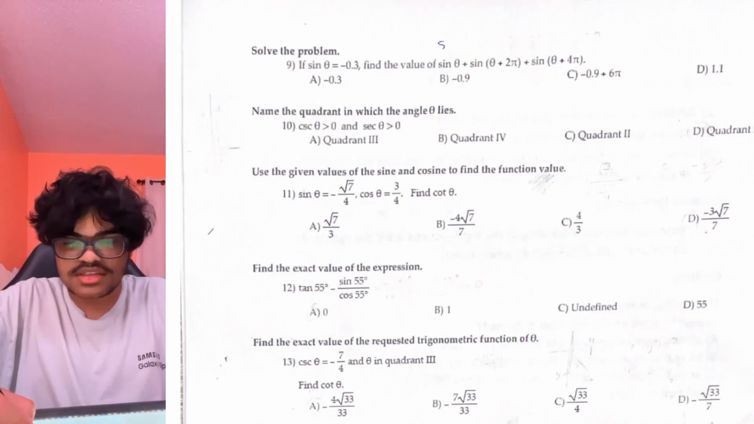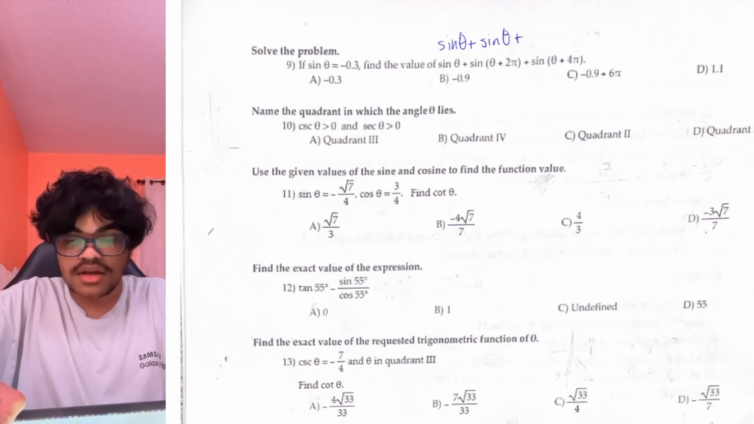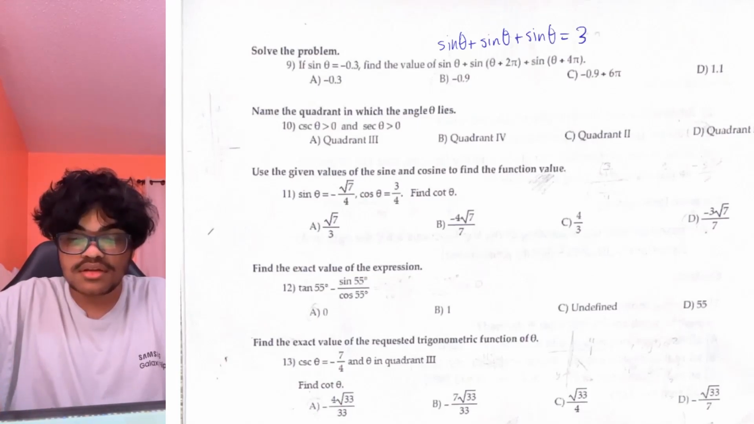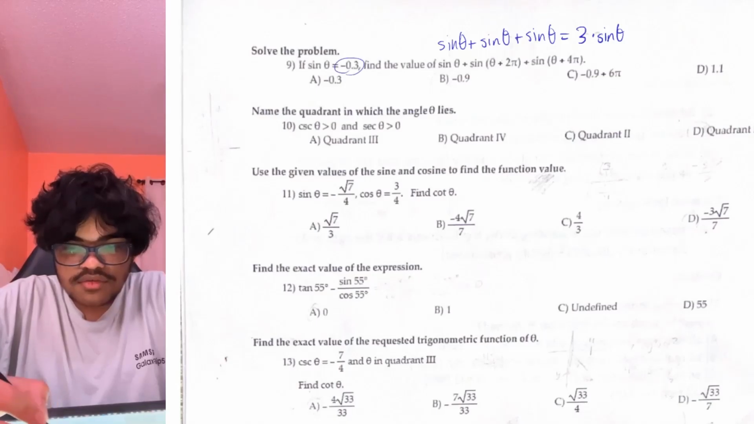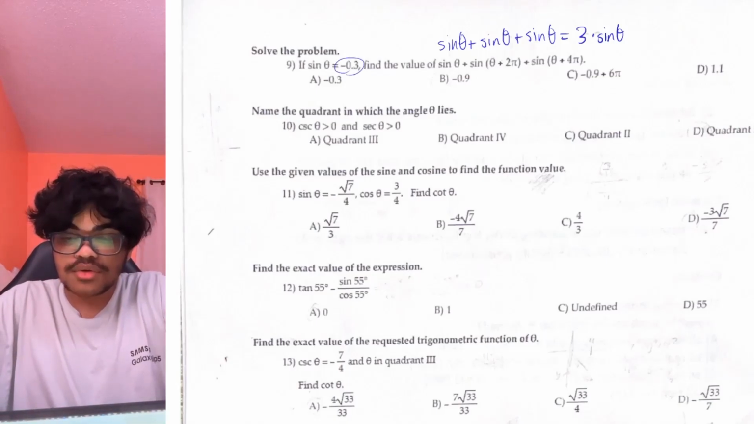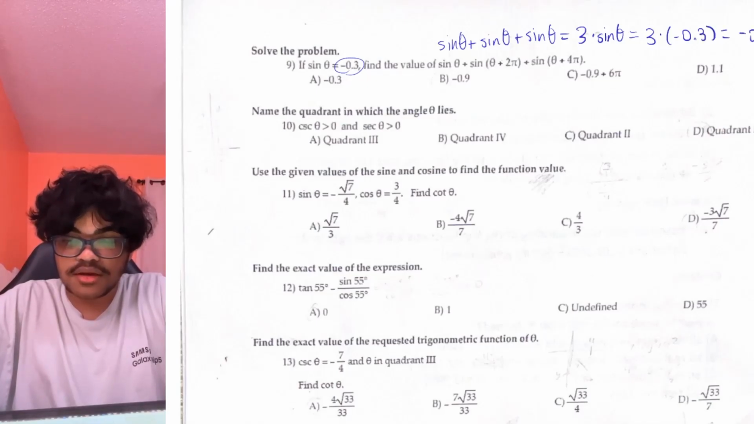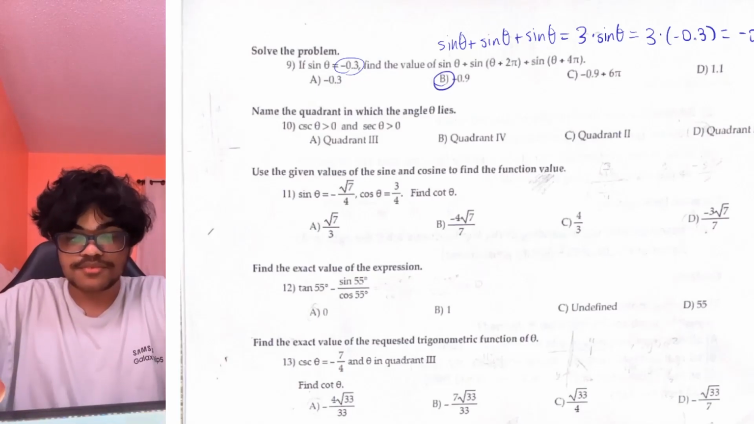We can just rewrite this as sine of theta, and sine of theta plus 2 pi is the same as sine of theta. And then sine of theta plus 4 pi is just the same thing as sine of theta. And you can add these all up to 3 times just sine theta. Now what's sine of theta? Well, it's given here in the problem. Sine theta is equal to -0.3. So this is the same thing as multiplying 3 times -0.3, which will be -0.9. And there we go, that is our answer B.